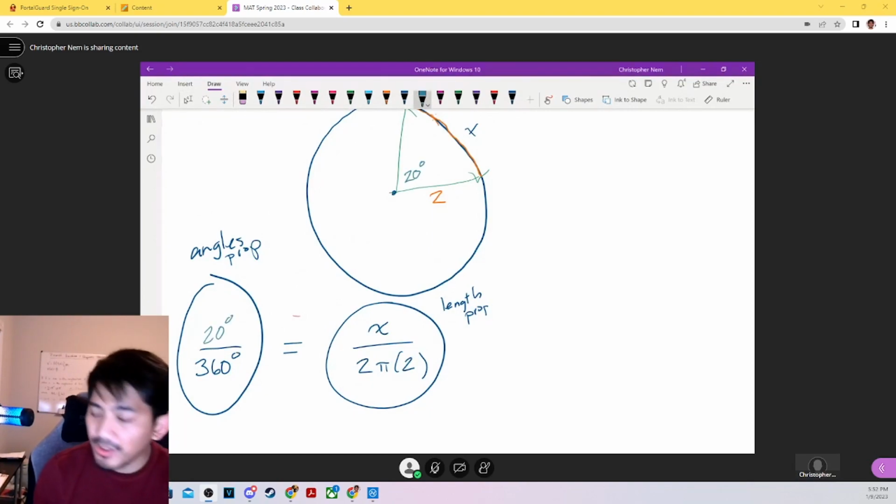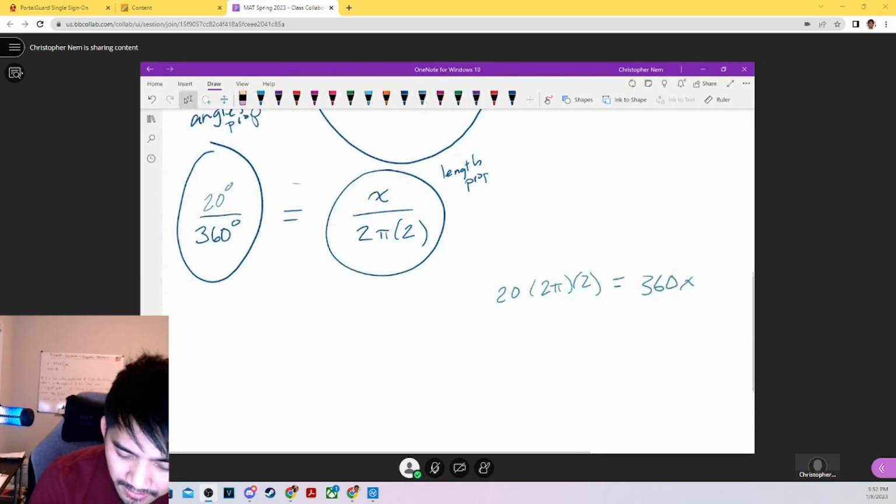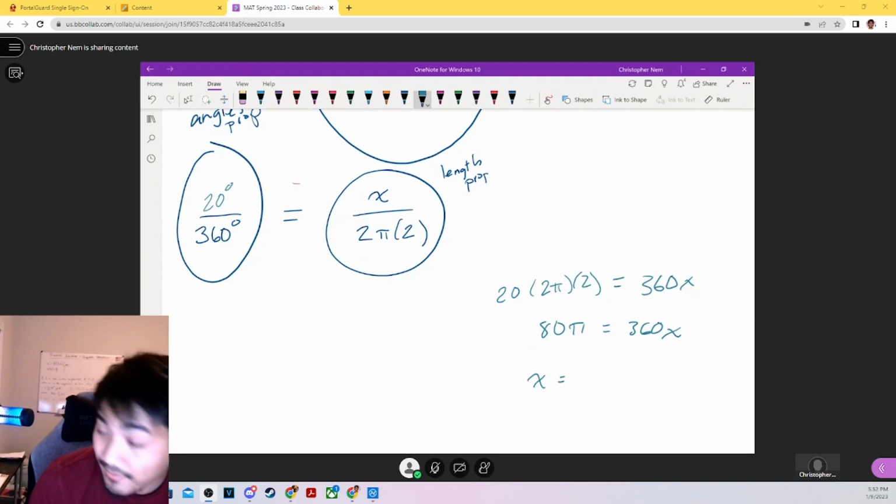Let's say I wanted to calculate that distance x. Well, then I'm just going to be cross multiplying. If I cross multiply, I have 20 times 2 pi times 2 equals 360x. And if I try to solve this out, 2 times 2 is 4, so we get 80 pi equals 360x.